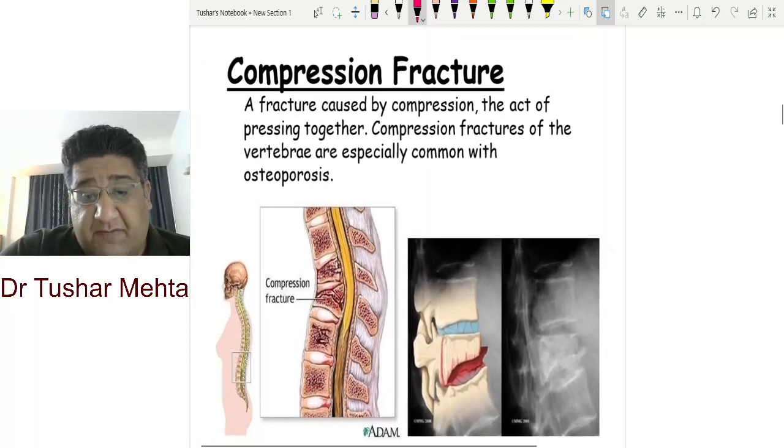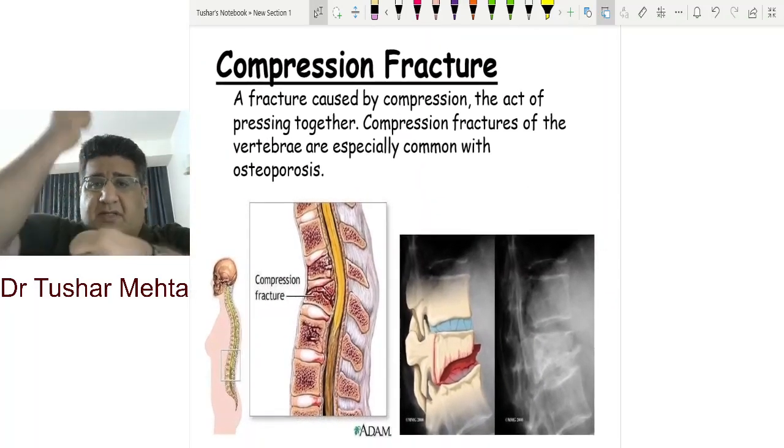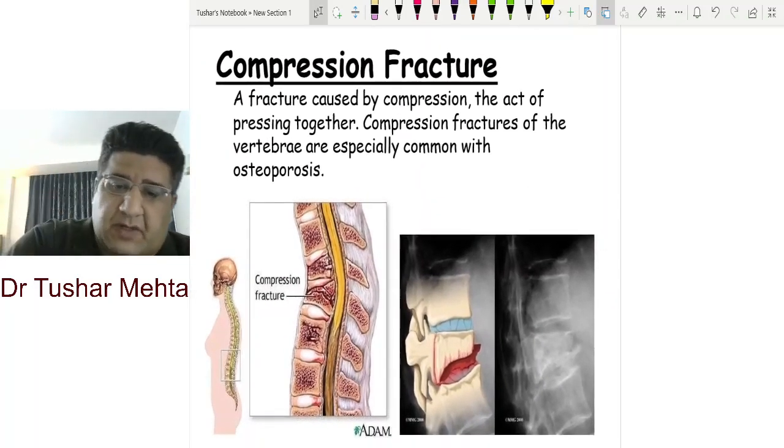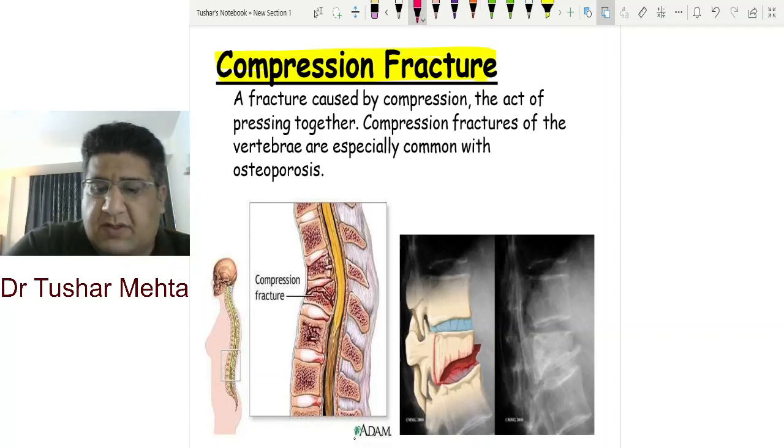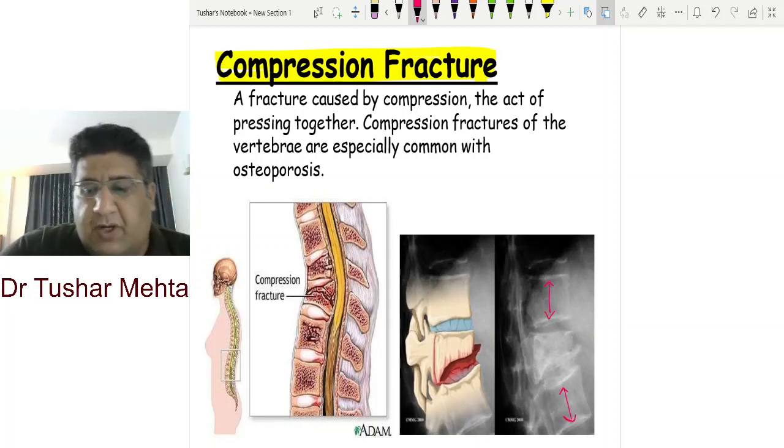Now compression fracture. Compression basically means that the bone is getting compressed, and one of the common causes for a compression fracture, we are already aware of it, is osteoporosis. A very, very common cause is osteoporosis. It leads to compression of the vertebral body, and that will result in collapse of the vertebral body height. You can see the two vertebral body heights here, and if you look at the vertebral body height, probably you will understand what I'm trying to tell you.